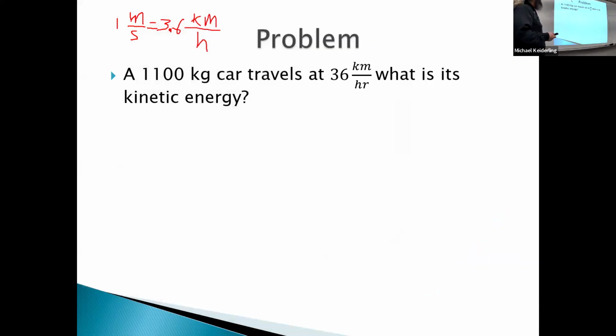So an 1,100 kilogram car travels at 36 kilometers per hour. What is its kinetic energy? Remember that 1 meter per second is equal to 3.6 kilometers per hour. So I'll let you work on this for a few minutes.